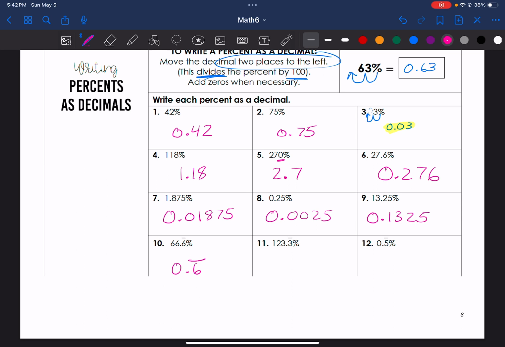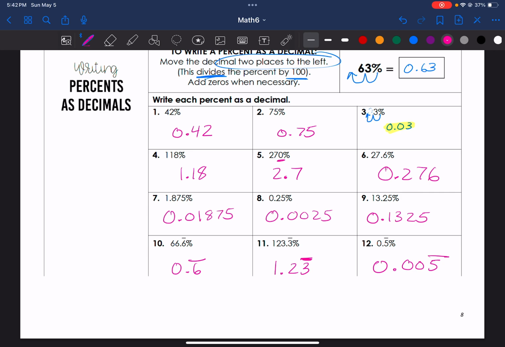If you wrote 0.66 and the last 6 is repeated, that is okay too, but this is the most simplified version. Number 11 is kind of similar. It's 1.23 repeated. If you wrote 3 and the last one was repeated, that's okay. And number 12 is 0.005 repeated.